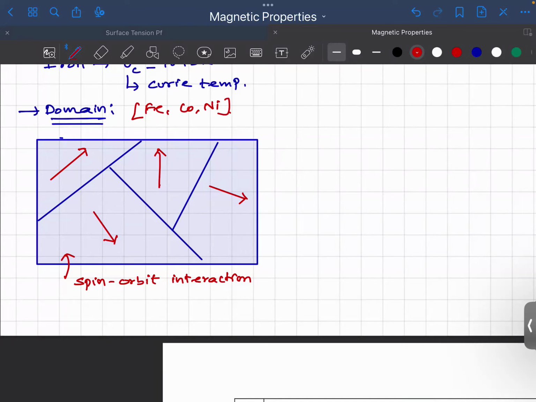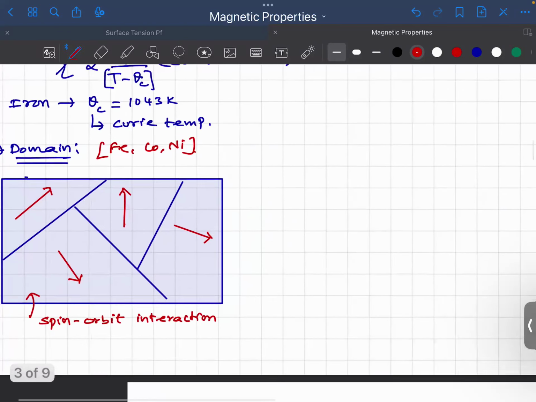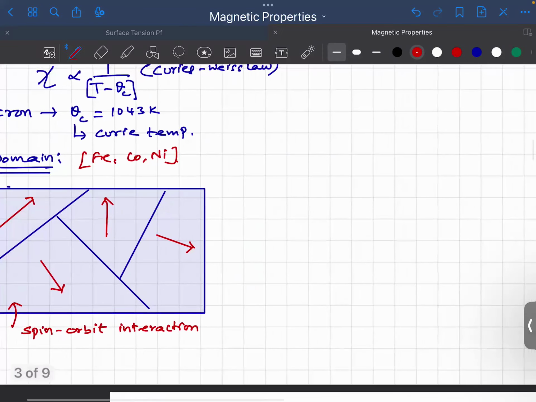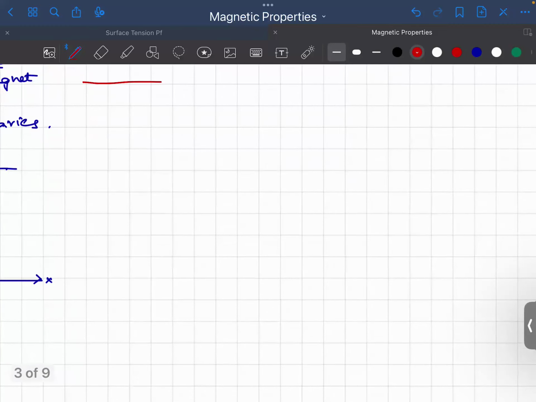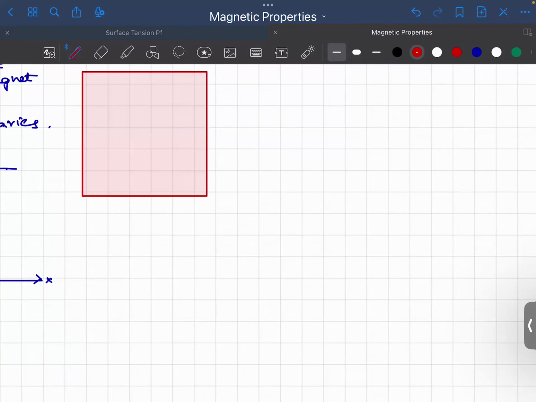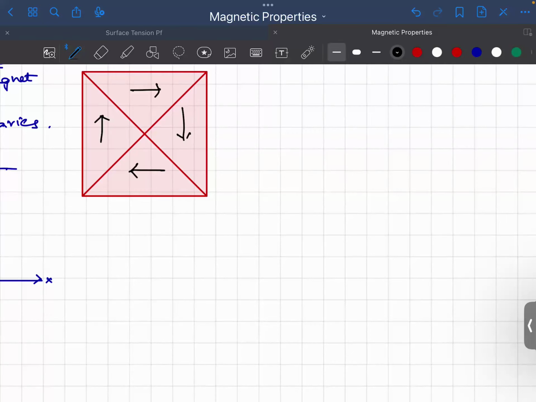Now what happens? You place this in an external magnetic field. For example, I am taking the sample in an unmagnetized state. Maybe it is like this: one domain in this direction, another domain in this direction, another domain in this direction, contributing net zero. So this is the unmagnetized state.